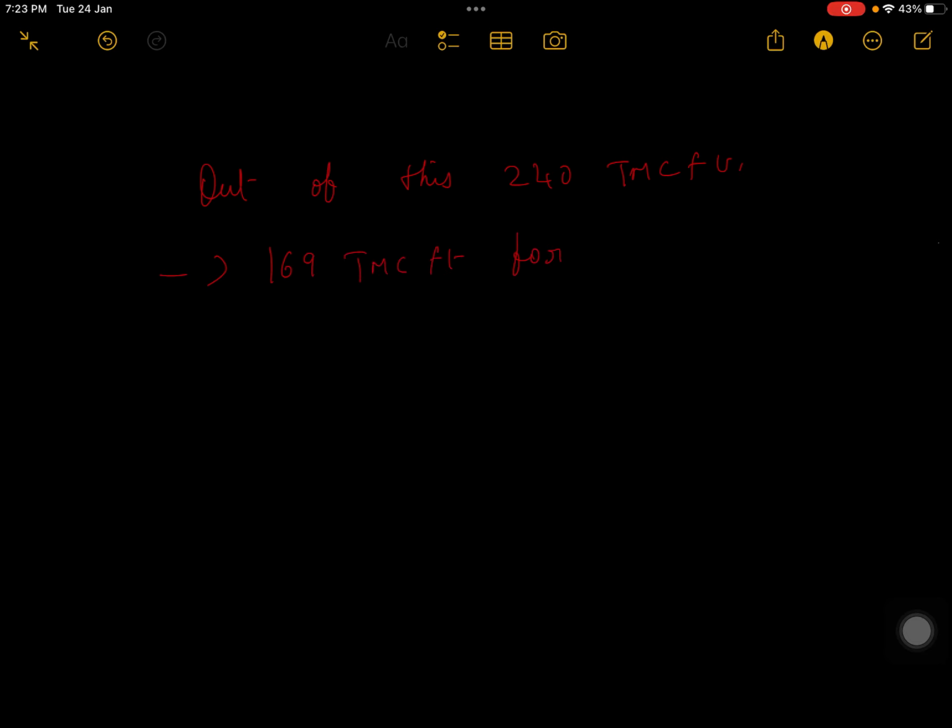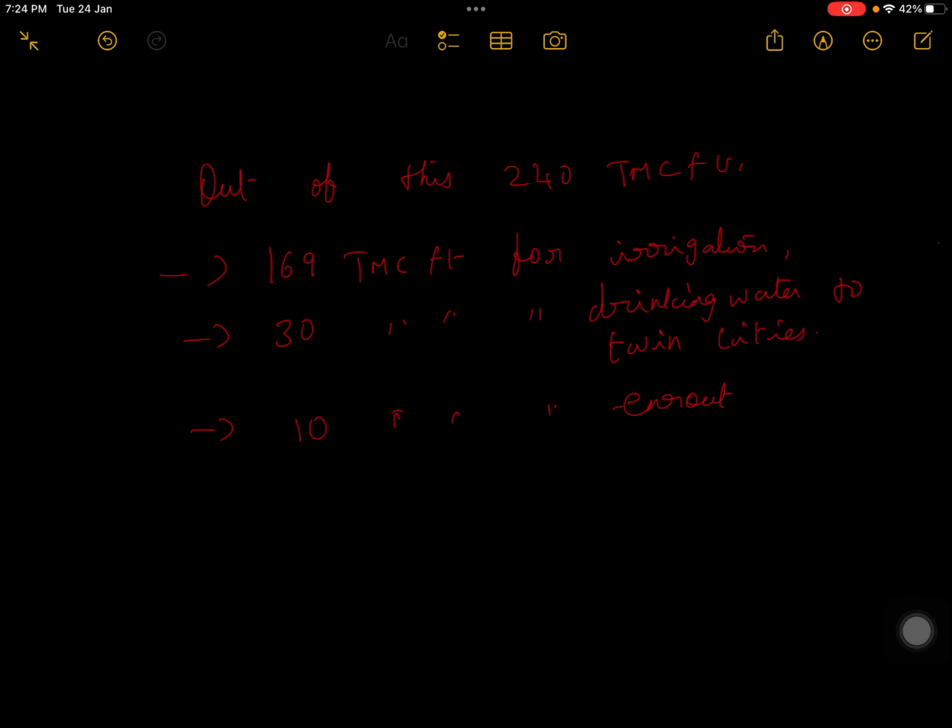169 TMC feet to be utilized for irrigation, and then 30 TMC feet for drinking water to the twin cities, that is Hyderabad and Secunderabad, and another 10 TMC feet for all the en route villages, wherever that river flows or whatever villages it is crossing. So en route villages will get a drinking water supply of 10 TMC feet, and 16 TMC feet for industrial use, and the remaining is evaporation.